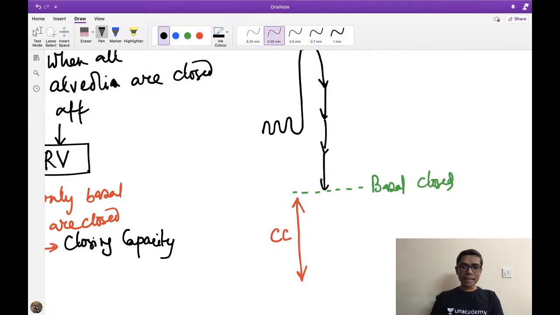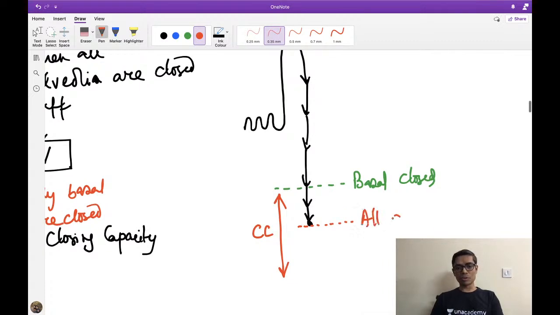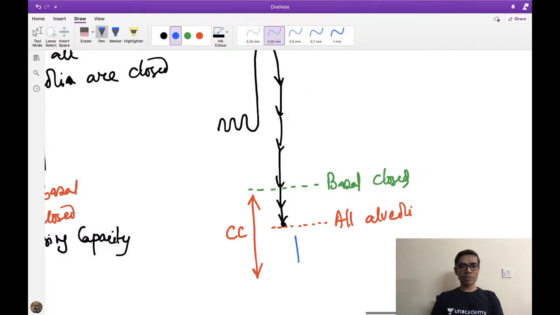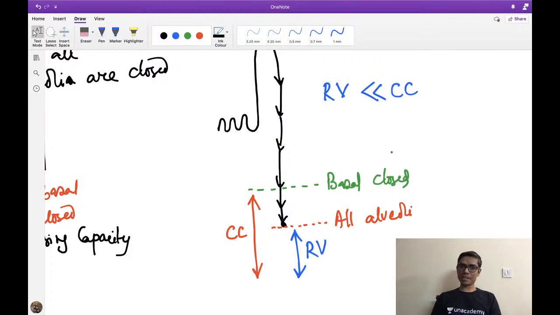But if you maintain this forceful expiration some more time, one point will again reach where all of the alveoli are closed from basal, middle part and apical. All alveoli are closed. In this condition, the remaining volume which is present inside your lung is nothing but the residual volume. So I can say from this that residual volume is always lesser than that of the closing capacity.